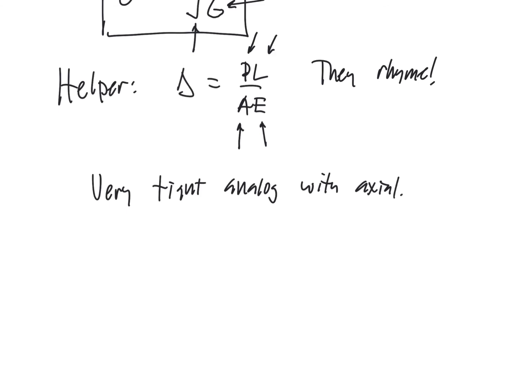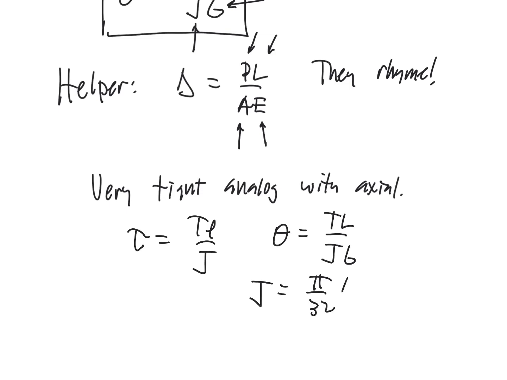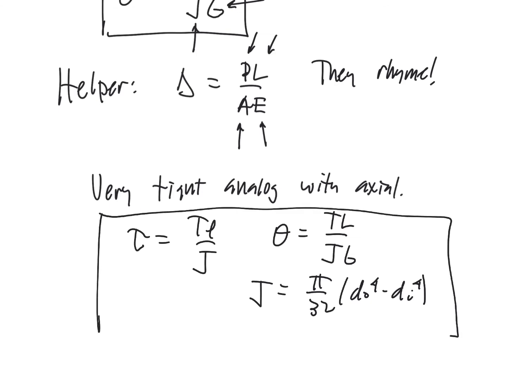So now, since we're ending about our time space for this first lecture, now we've got tau is equal to T rho over J. We have the angle of twist is TL over JG. And then we also have J is pi over 32, D outer to the fourth minus D inner to the fourth. So those, at this point in our study of torsion, are the formulas that we want to commit to memory. And we are done with part A.